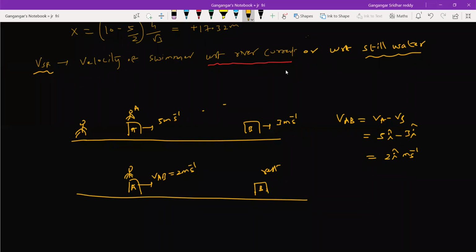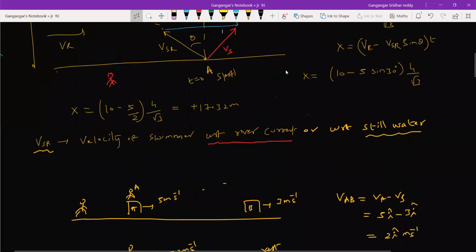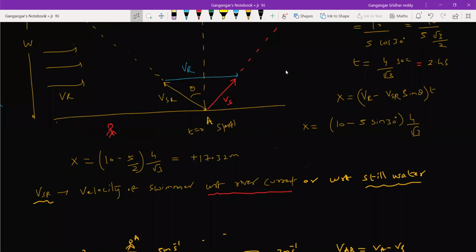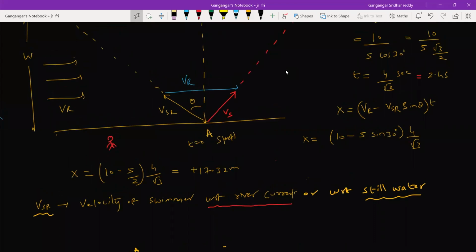So okay, both A and B are moving. If A moves with a velocity VAB, though B is moving with respect to the ground, with respect to A it will appear at rest. Shall I say it's the same idea as still water? If you stand on the bank, the river is flowing. If the swimmer swims with velocity VSR, the river will appear at rest. So therefore, I can use the word still water. It doesn't mean that the river is at rest.